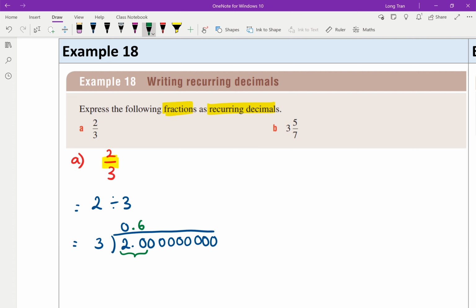0.66666666666. All right, let's work this out. We said that 3 times 6 is 18.